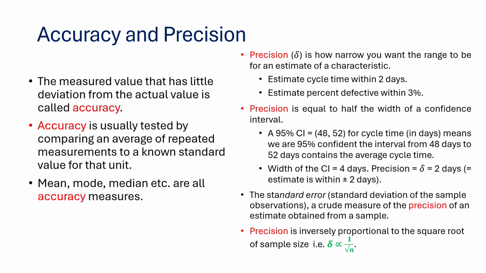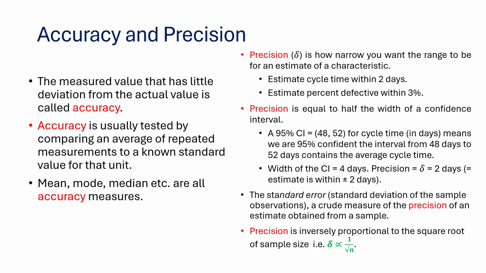Precision, let me denote it as delta, because I am going to recall delta everywhere. It's how narrow you want the range to be for an estimate of a characteristic. For instance, estimate cycle time within 2 days, estimate percentage effective within 3%, etc. So that is giving an estimate about how precise you want your results to be. It's actually equal to half the width of the confidence interval. For instance, if a 95% confidence interval is given as 48 to 52, the total length becomes 4, and dividing by 2, that becomes the precision.